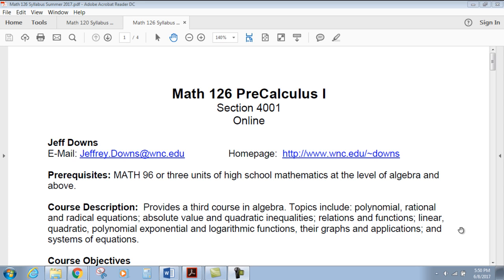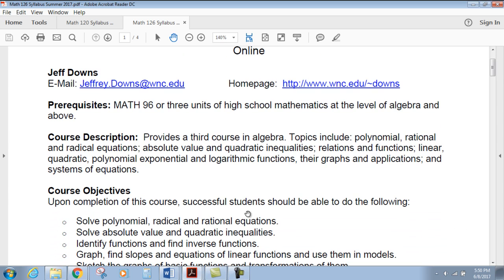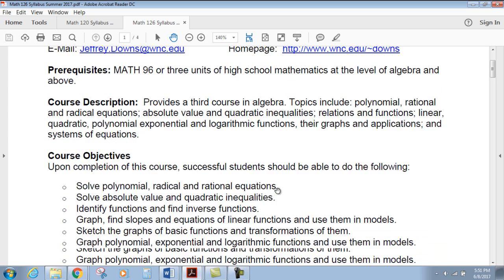Prerequisites: Math 96, or 3 units of high school mathematics at the level of algebra and above. Course description: provides a third course in algebra. Topics include polynomial, rational, and radical equations, absolute value and quadratic inequalities, relations and functions, linear, quadratic, polynomial, exponential, and logarithmic functions, their graphs and applications, and systems of equations.